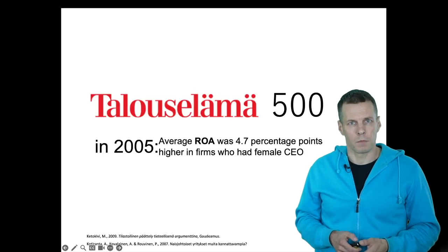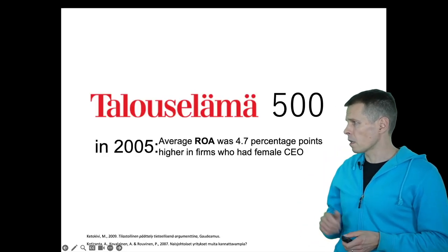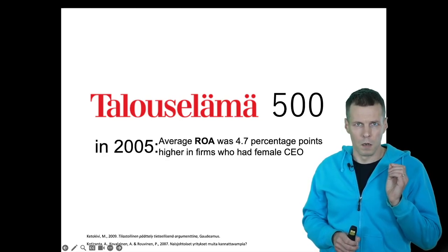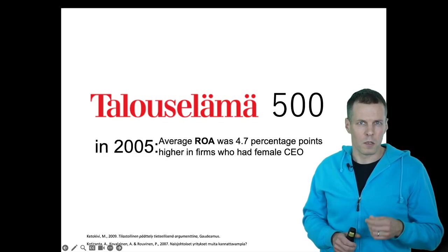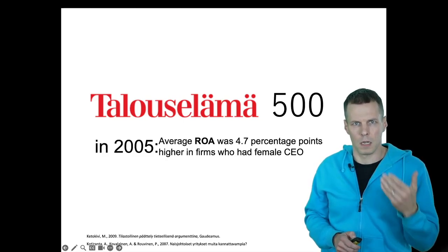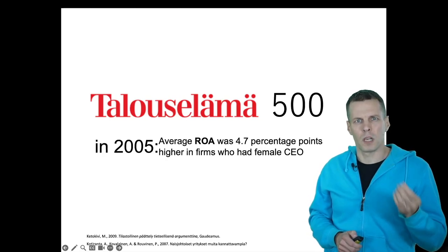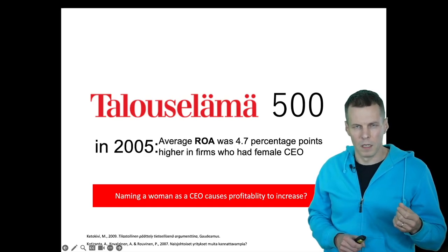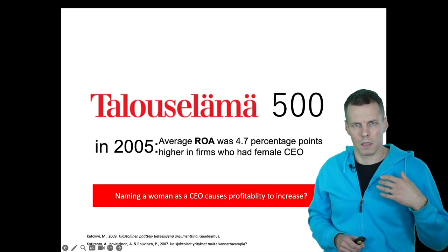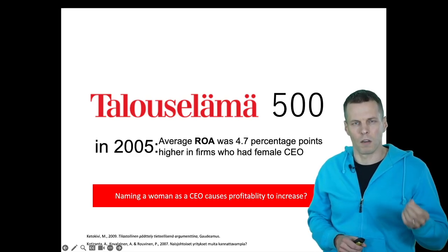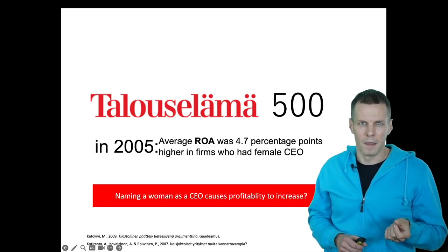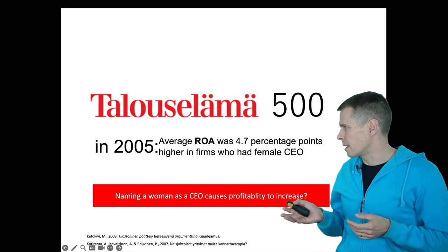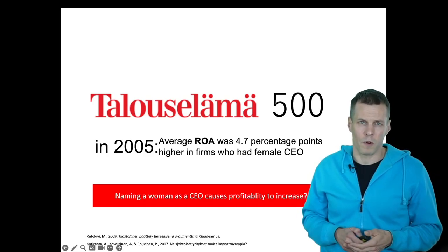Let's take a look at a statistic. Here's a statistic. We have the largest 500 Finnish companies in 2005. Women-led companies are more profitable than men-led companies. What can we actually say based on this number? People would like to jump to the conclusion that naming a woman as a CEO causes the profitability to increase. But that claim is a causal claim, and it requires a certain kind of research design for you to be able to say it. And sometimes we might be able to say something useful even if we can't say that naming a woman as a CEO causes the profitability difference.